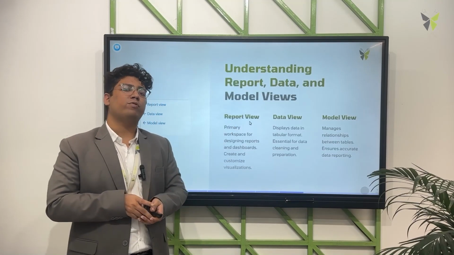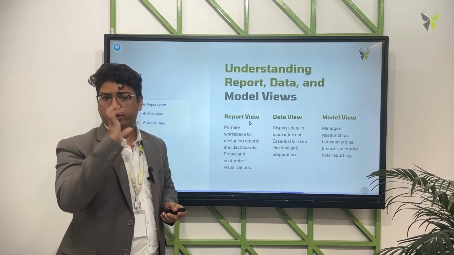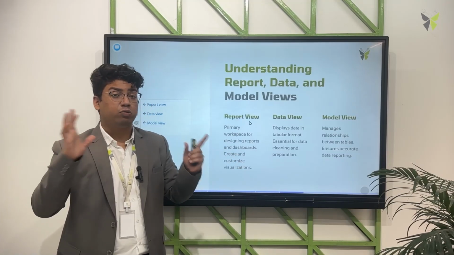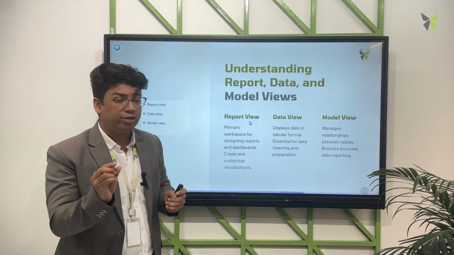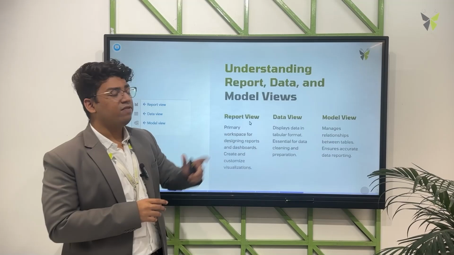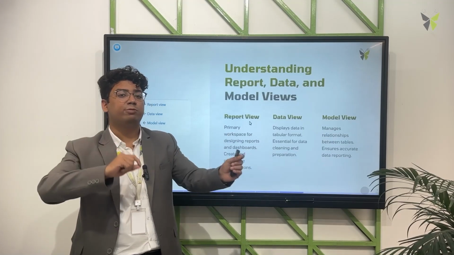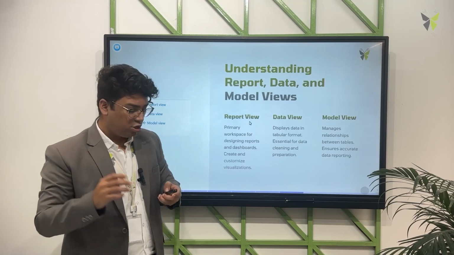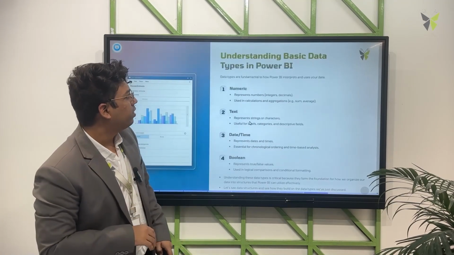What is report view? Report view is basically a canvas where you will be creating your charts. Data view is to get a preview of your data, how the table looks, and which tables you have added as well. And model view is where you will see the relationships between different data sets. How are they sharing information among themselves? You'll find it in your model view, right?